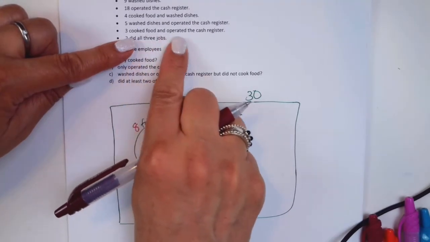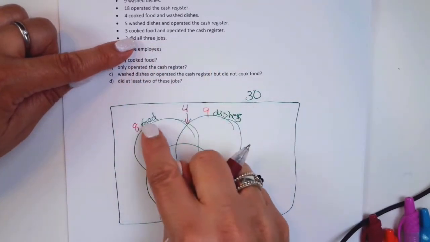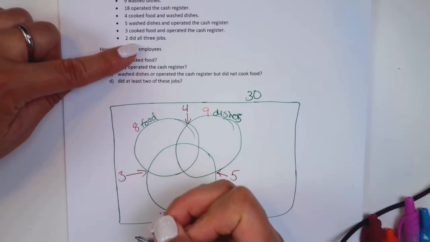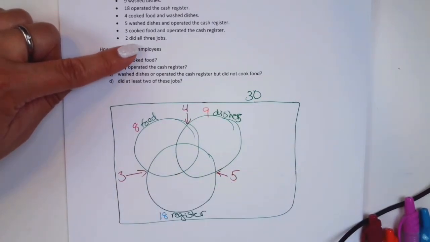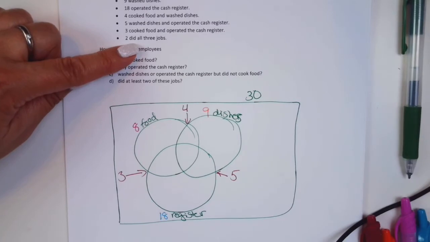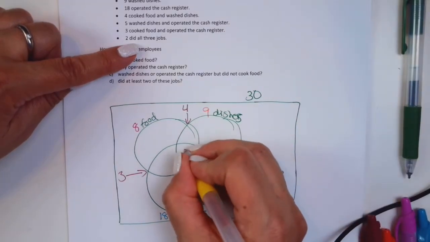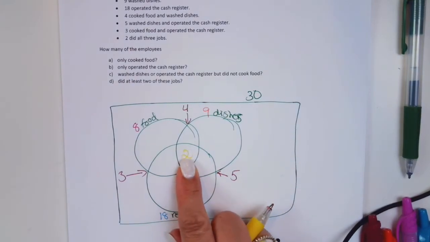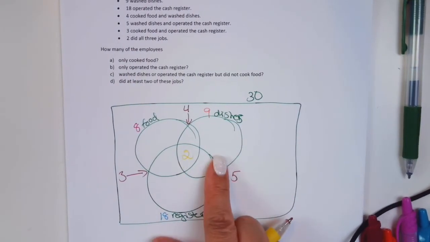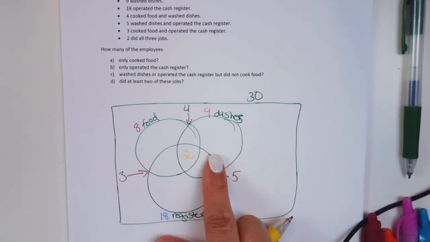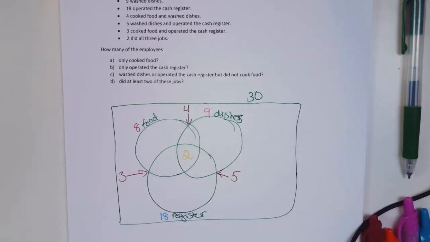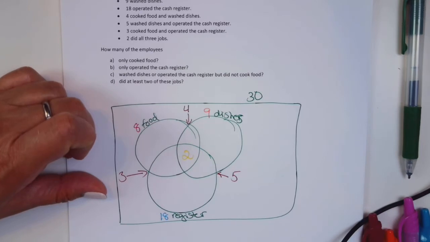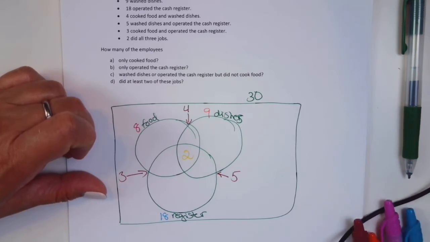3 cooked food and operated the cash register. So cooked food and operated the cash register, 3. 2 did all 3 jobs. So again, 2 did all 3 jobs. So the 2 goes in the middle here, in the intersection of all 3 circles. So now we need to again start figuring out these other numbers.